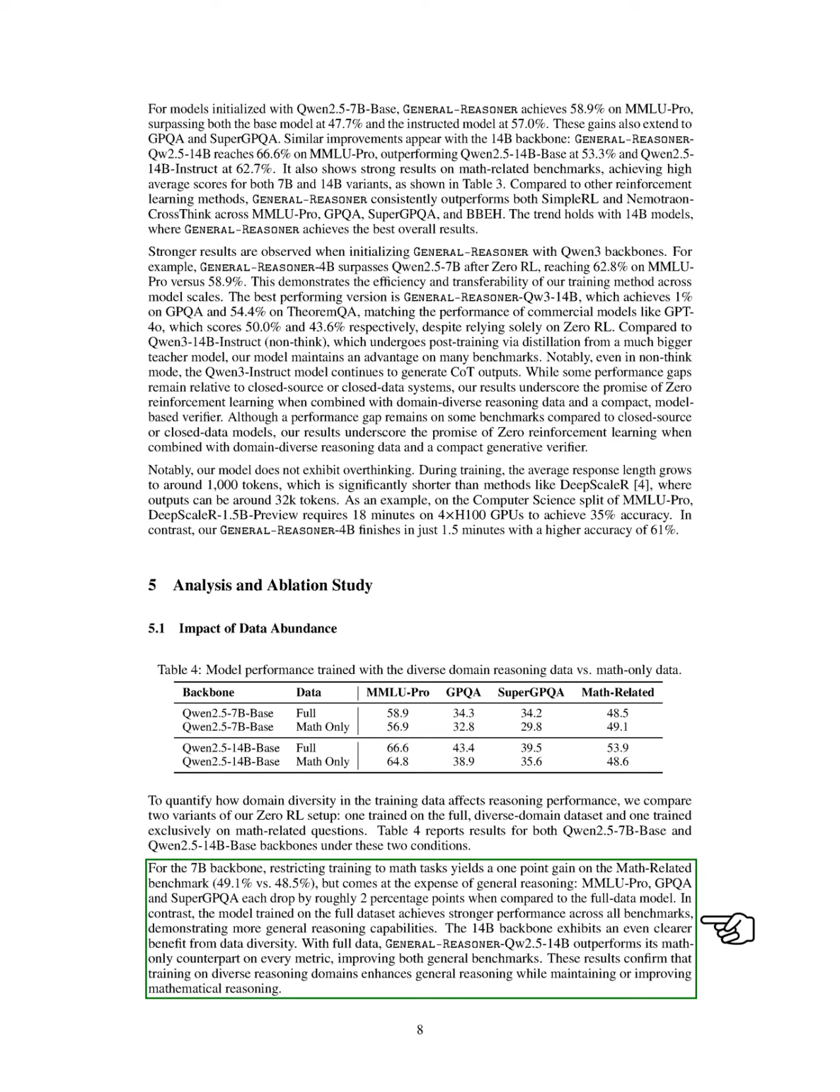Our findings, presented in the table, show that for the 7B backbone, training only on math tasks results in a slight improvement on the math-related benchmark, but it negatively impacts general reasoning, with drops in performance on other benchmarks by about 2 percentage points. Conversely, the model trained on the full dataset performs better overall, showcasing enhanced general reasoning skills. The 14B backbone shows an even more significant advantage from diverse data, outperforming the math-only model across all metrics.